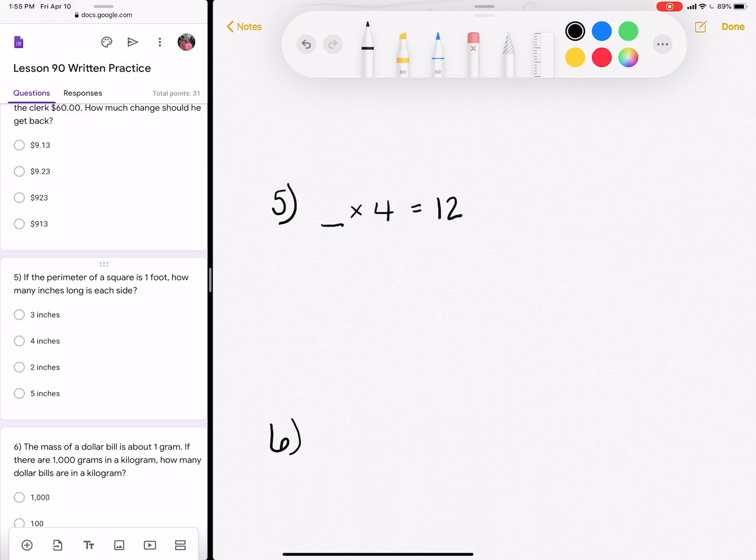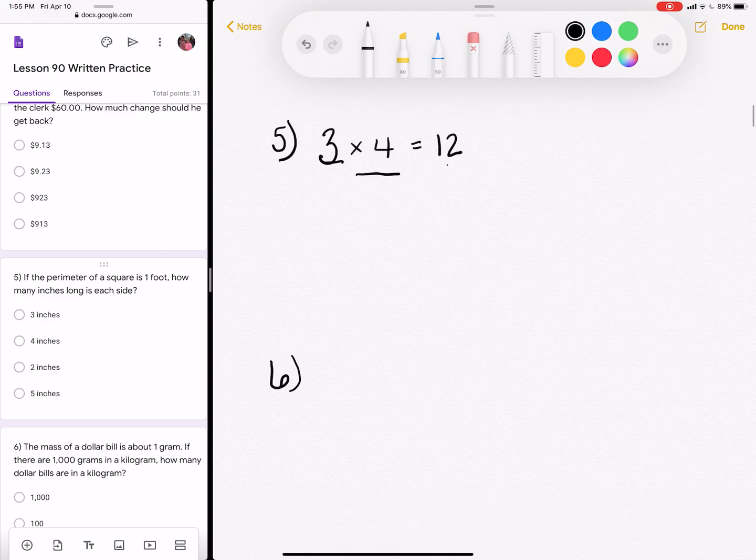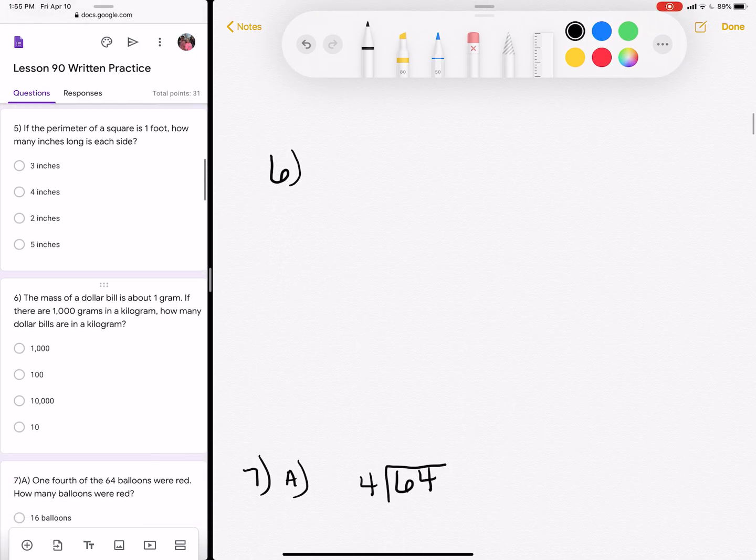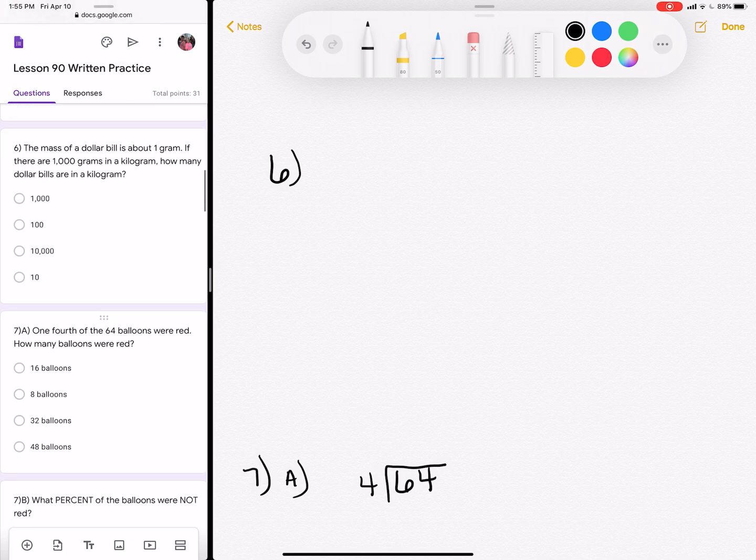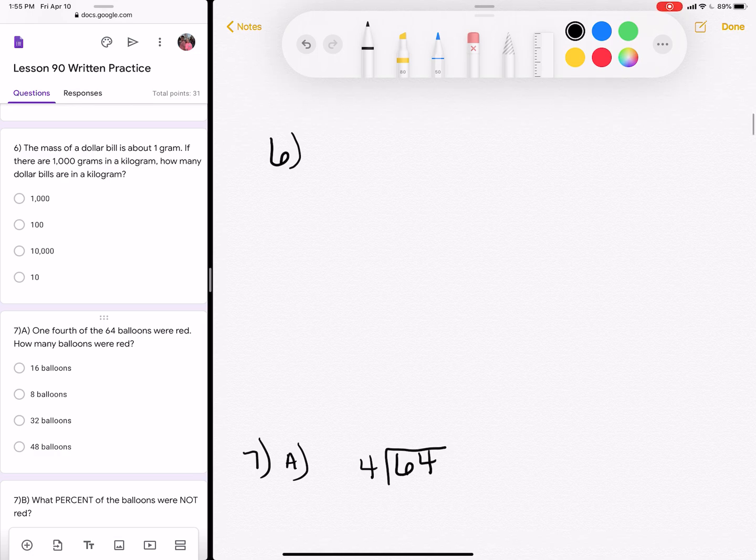5. If the perimeter of a square is 1 foot, how many inches long is each side? So a square, all 4 sides are the same. So what times 4 equals 12, the perimeter? You know that 3 times 4 equals 12. So number 5, the answer is 3 inches. Number 6, the mass of a dollar bill is about 1 gram. If there are 1,000 grams in a kilogram, how many dollar bills are in a kilogram? So 1,000 grams, 1,000 bills would be 1,000.